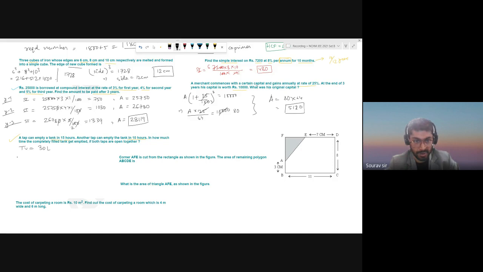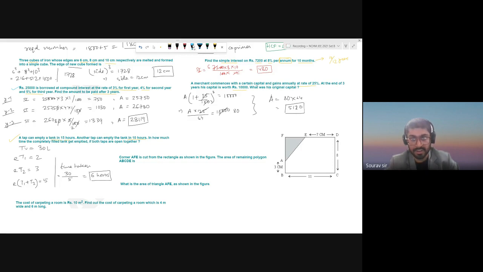So then tap 1 will empty it in... Efficiency of tap 1 would be, it empties it in 15 hours, right? So 2. Efficiency of tap 2 would be, it empties it in 10 hours. So efficiency would be 3. Then the total efficiency would be 2 plus 3, 5. So together they will empty it in time taken would be 30 by 5, 6 hours.